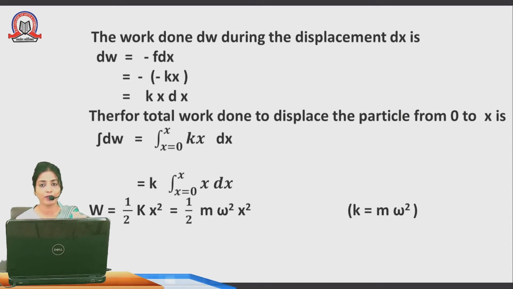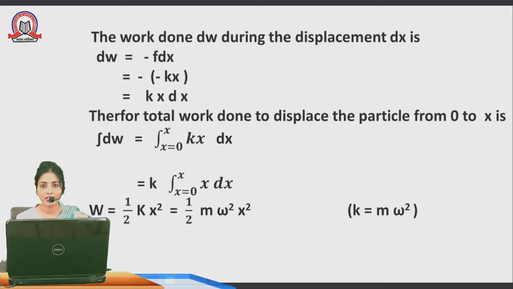Integration means you have to add all the work done and calculate the final total work done. So how can you write the total work done in mathematical terms? We can write it by using the integration term. We use the integration of dW, then we get the final work done. The integration of dW equals the integration from x equals 0 to x of kx into dx.